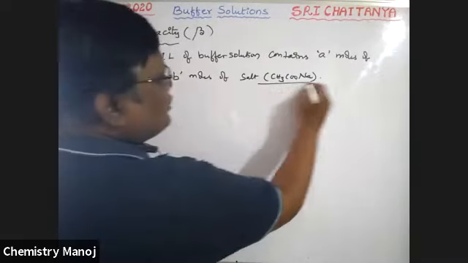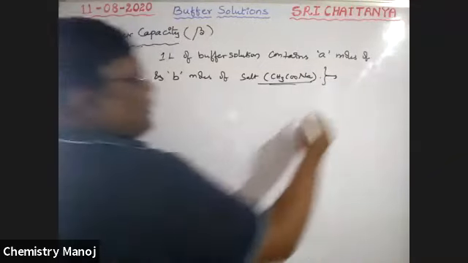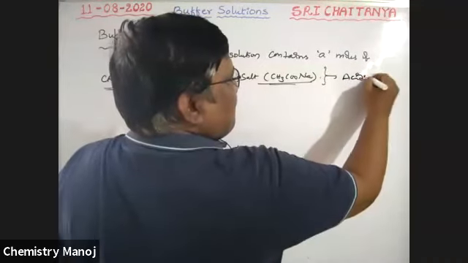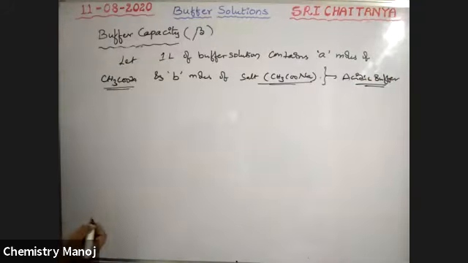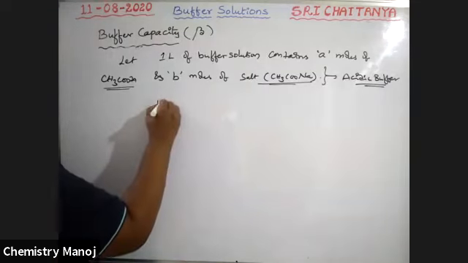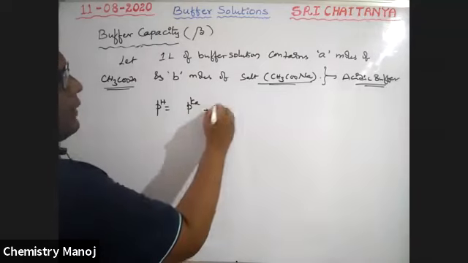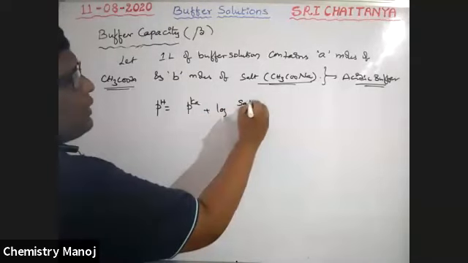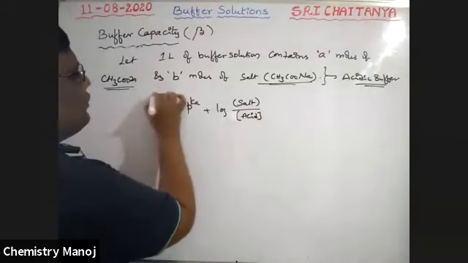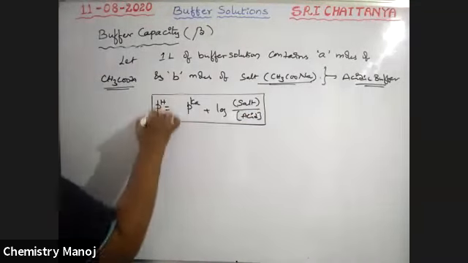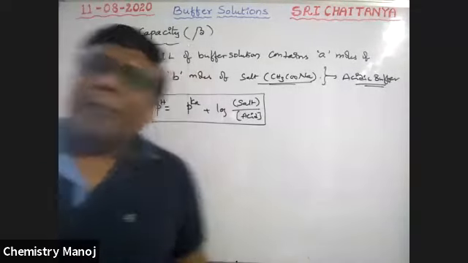Now we understand that this is a weak acid, boys, and this is a salt with a strong base. The buffer solution should be an acidic buffer. It is nothing but an acidic buffer. For an acidic buffer, the pH calculating formula is pH is equal to pKa of the weak acid plus log of salt concentration by acid concentration. This is what I derived yesterday.